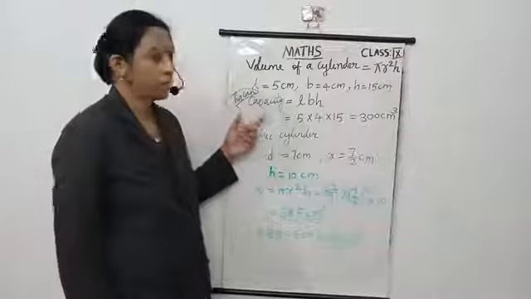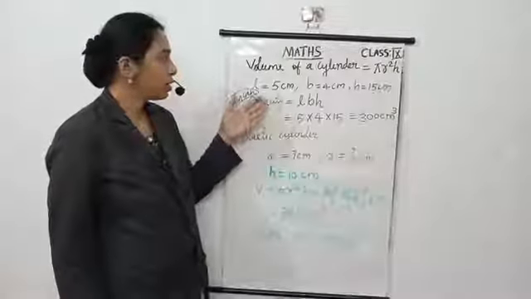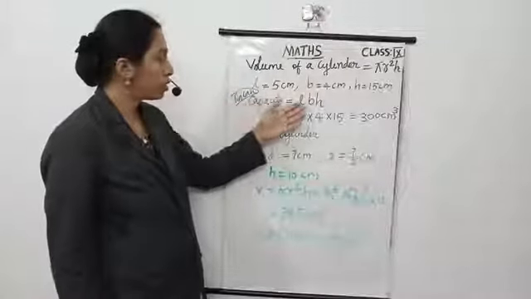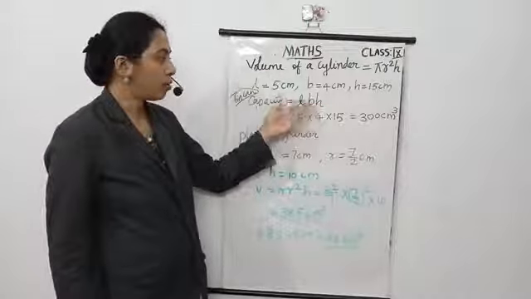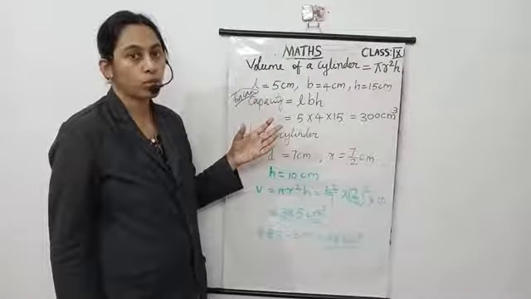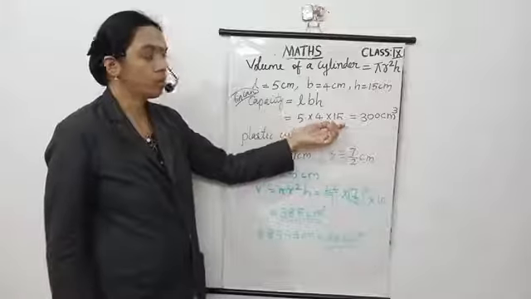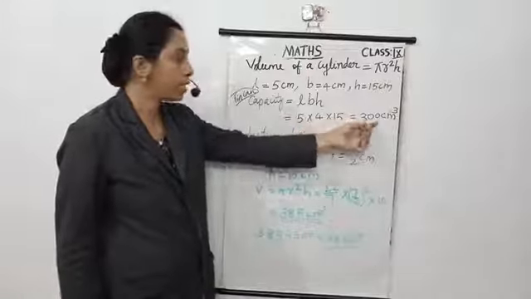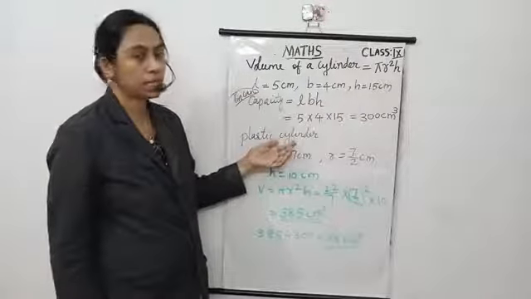Now capacity means the volume, same equation. So this is a rectangular base, so its volume is L into B into H. We already learned capacity of a rectangular shape, that is a cuboid. Okay, so L into B into H, 5 into 4 into 15. After multiplication we get 300 centimeter cube. Then next is the plastic cylinder.